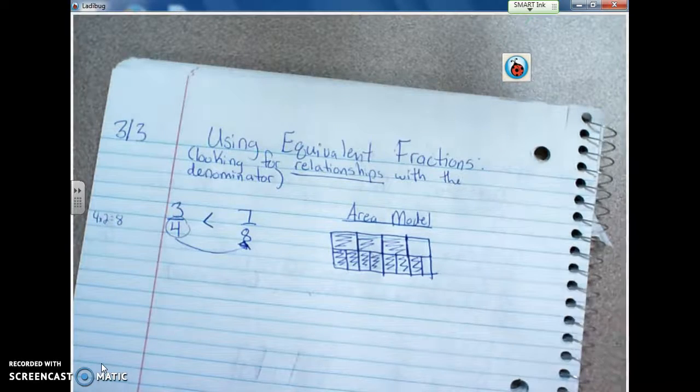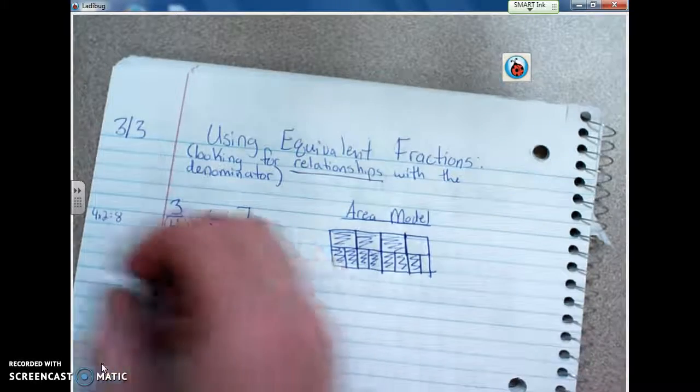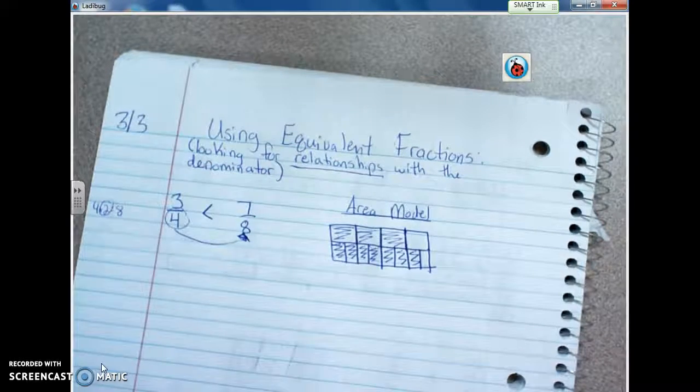All right. Now I'm going to look at one. I'll give you time to catch up. I'm going to look at one that's a little different. This one I just had to split them in half. It was times 2. So it's kind of easy.